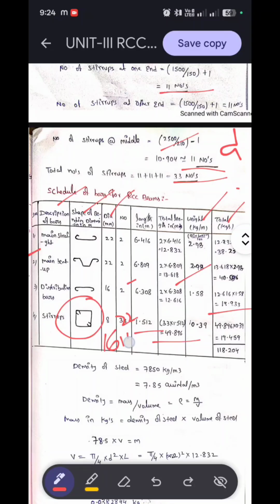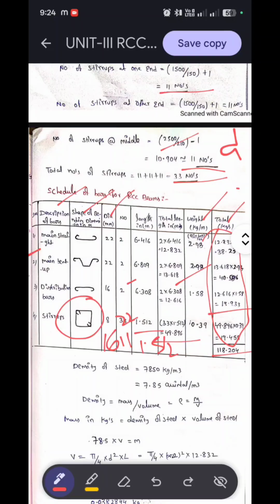So bars 11, and total length 11 into 1.512. So total length was 11.83. Okay. So the weight is the same 0.69, 11.83 into 0.39. So totaling the kgs, 118.24 kgs total. Okay.